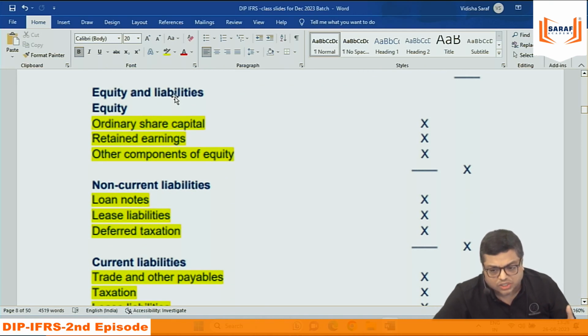And this total assets, from where did we get them? This is the finance. This money is utilized in purchasing, in getting the total assets. One is the owner's money, the shareholders' money: share capital, retained earnings, and other components of equity. Retained earnings, somebody asked about it in the last class. So what is retained earnings?